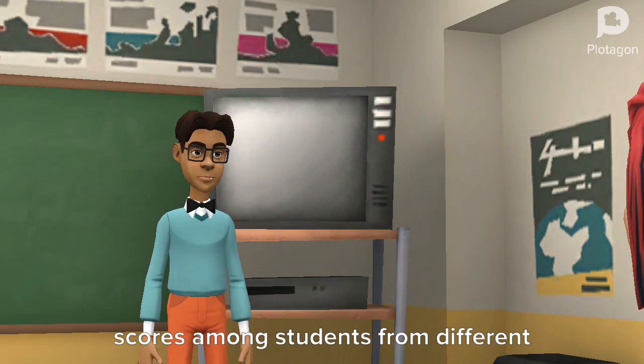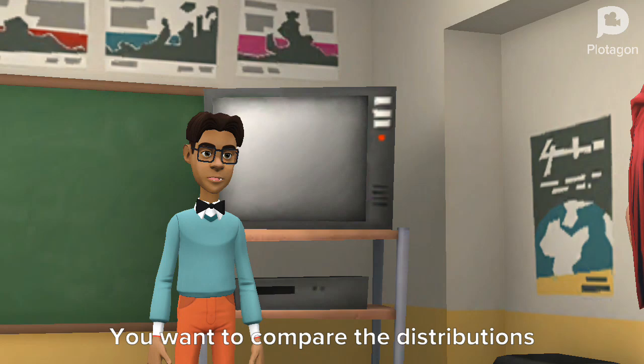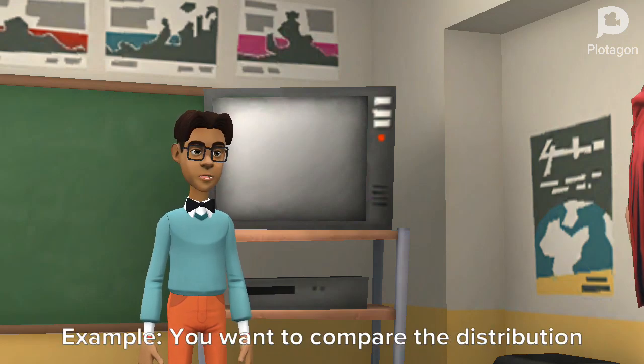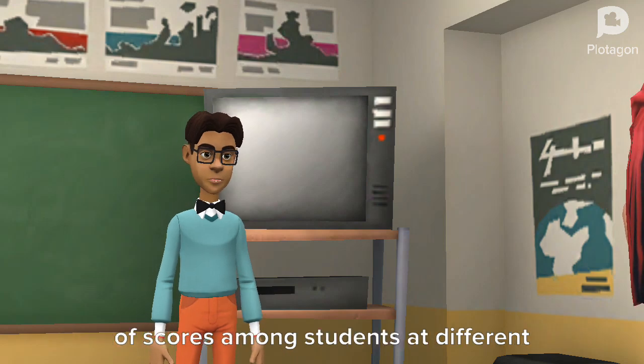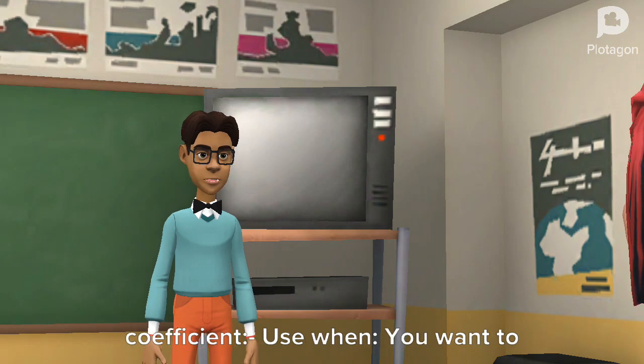6. Kruskal-Wallis H-test. Use when you want to compare the distributions of 3 or more independent groups. Example, you want to compare the distribution of scores among students from different schools. 7. Friedman test. Use when you want to compare the distributions of 3 or more related groups. Example, you want to compare the distribution of scores among students at different time points.